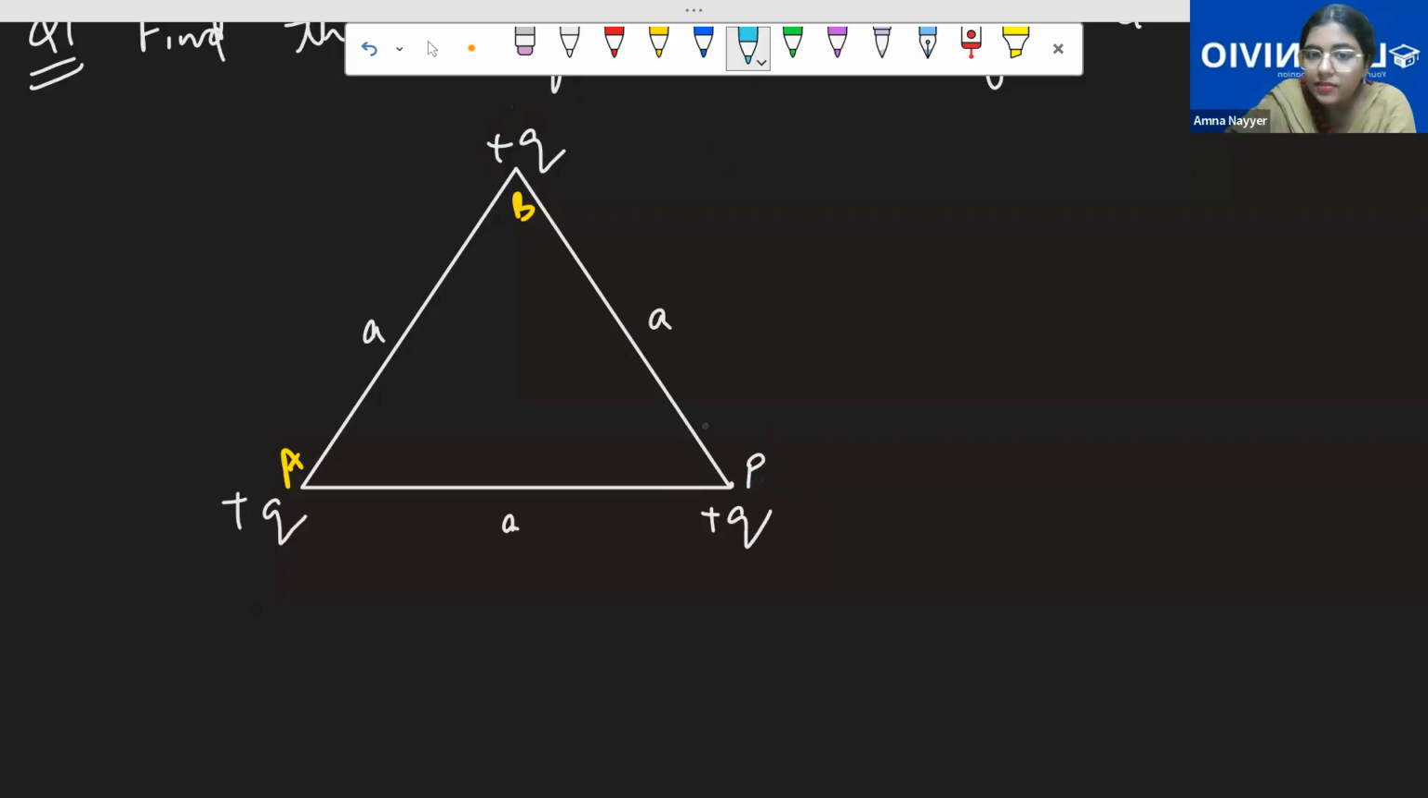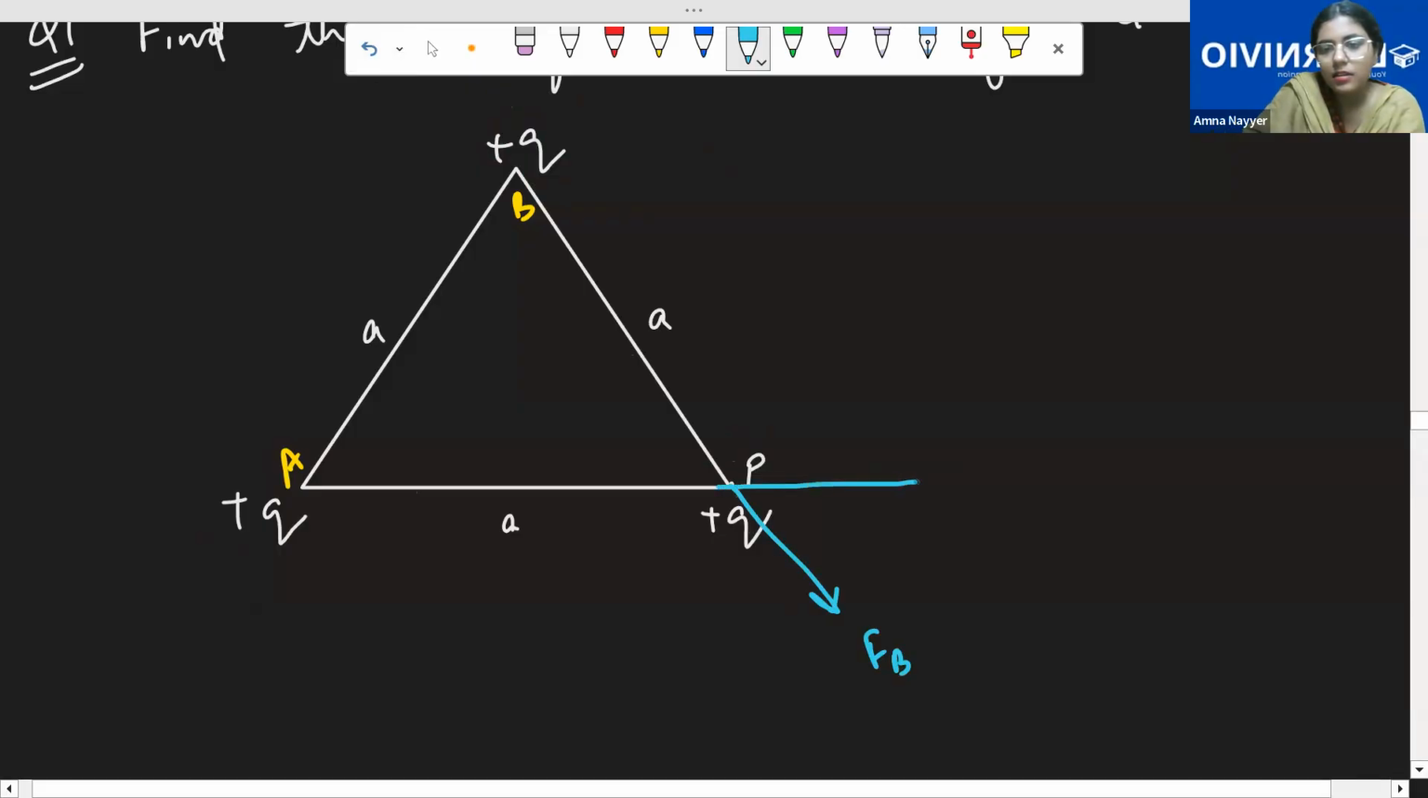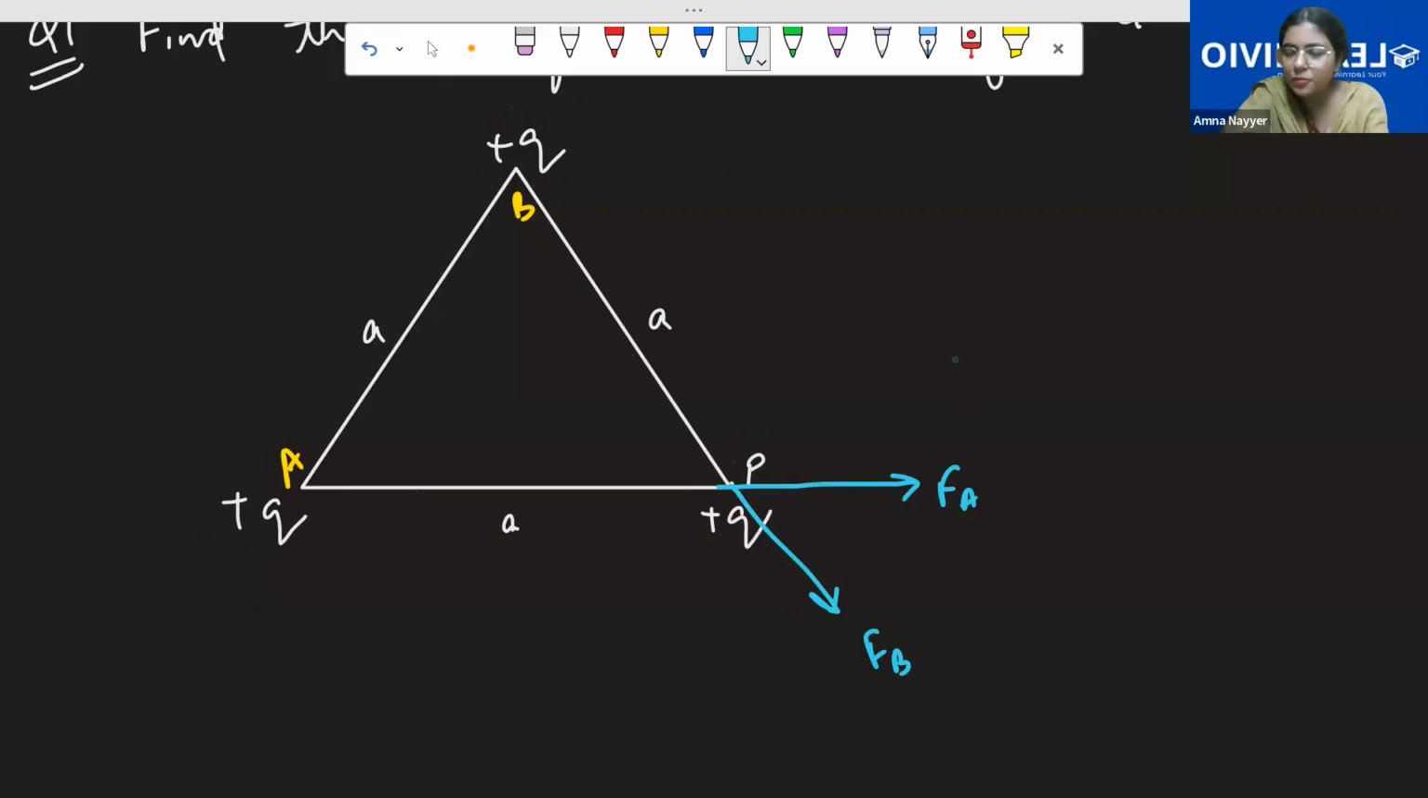Both are positive. So this charge will exert a repulsive force on this, that is FB. Similarly, this is also positive, so this will also repel it. This will be like this. Like this will throw this away. It will try to push. Both the charges will try to push it in their respective directions.